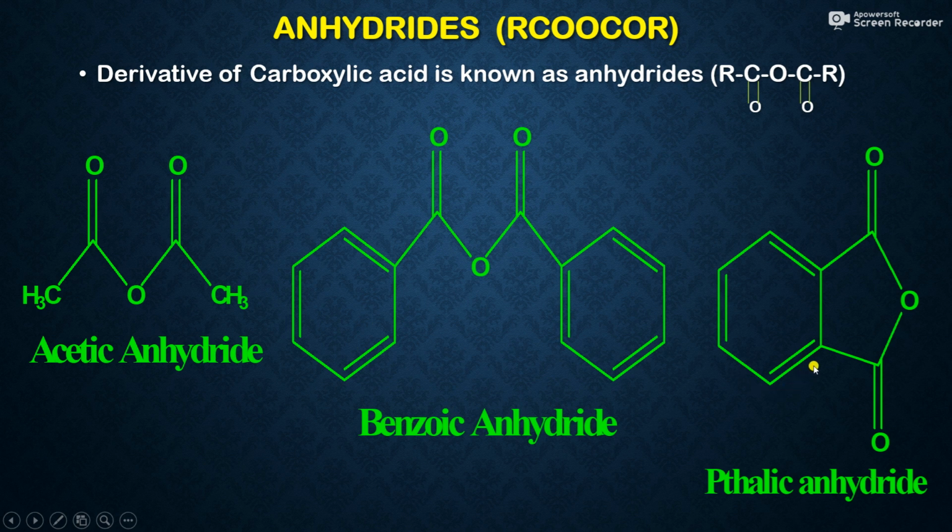Let us come to the last compound which is widely used in the laboratory, that is phthalic anhydride. This phthalic anhydride is produced from phthalic acid. What is the structure of phthalic acid? Phthalic acid means benzene having two COOH groups attached at the ortho position with respect to each other. And when this phthalic acid is strongly heated in the presence of a suitable catalyst, we get phthalic anhydride.